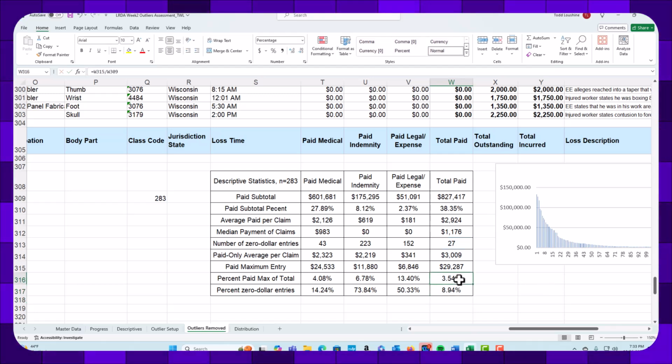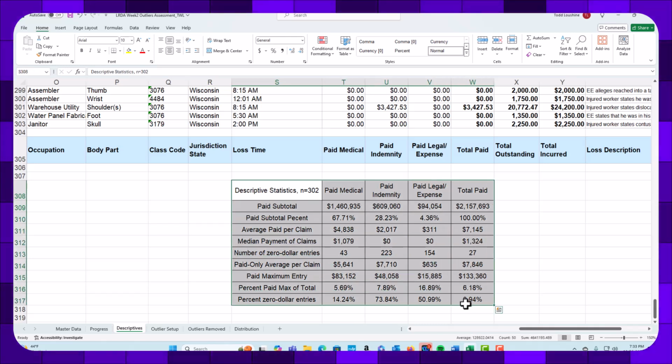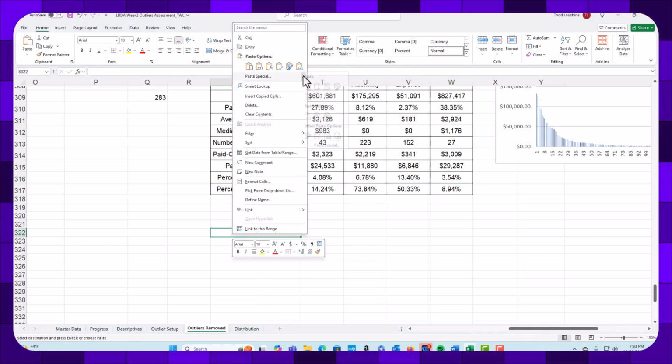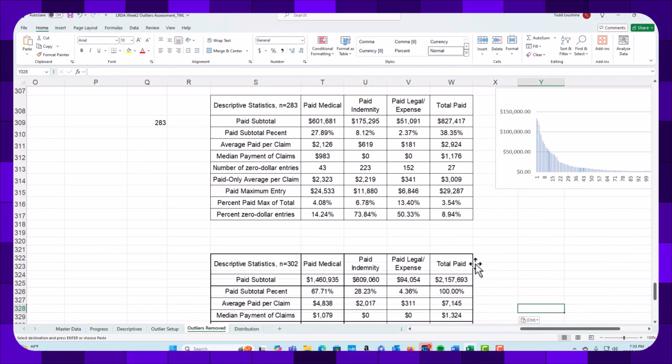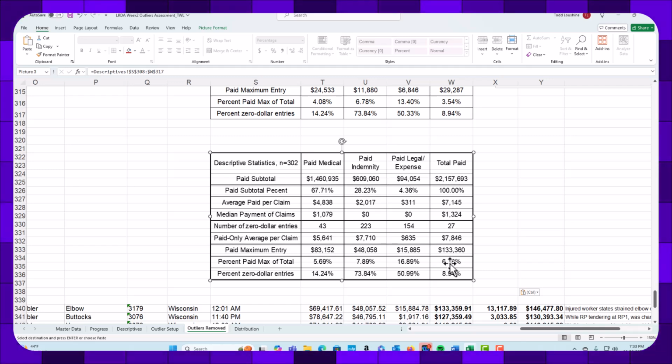So it's 3.54. Okay. All right, let's bring over the original descriptives from here. I'm going to highlight it, hit Control C to copy. Go to Outliers Removed. And I'm just going to put it like right here. So I'm going to do a special paste of a link and a picture. There we go. So you can see the difference now. So we went from about 2.16 million down to 827,000. So substantial drop. But remember how I was 3.54? Oh, it used to be 6.18.